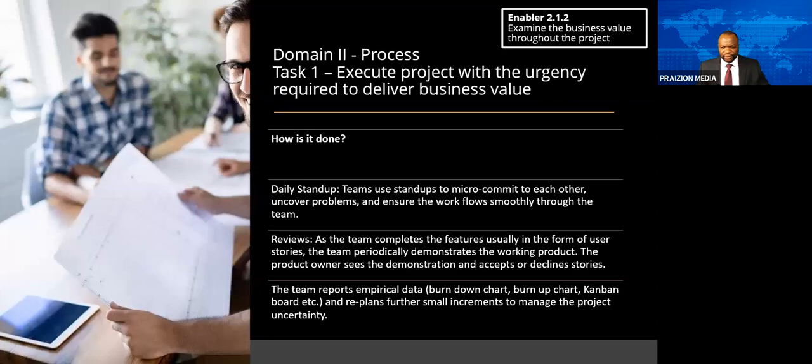All right. So the team reports empirical data, burn down charts. You also have burn up charts. We also could use Kanban boards in the world of Agile. What is a Kanban board? Very rapidly, I will show you what this is so that we can move on, but I know some of you already know what this is.